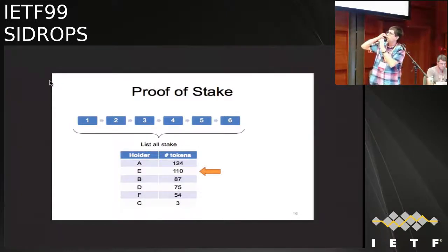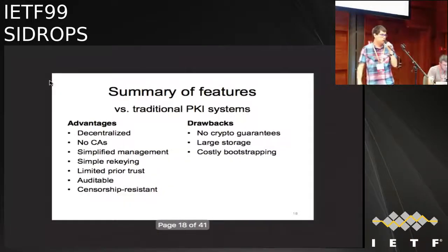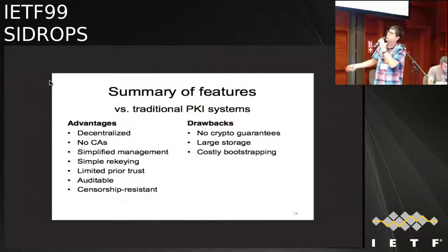To select the signer of block number 7, we make a list of all the tokens and their holders, and we randomly select one of them. The selection takes into account the number of tokens that each one has, and we can easily add a new block. So in this slide, we would like to summarize the features that blockchain has compared to traditional PKI systems.